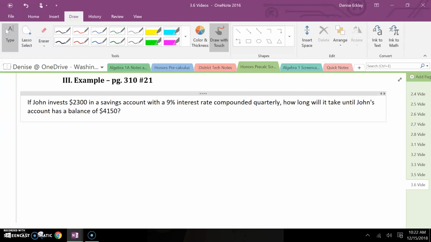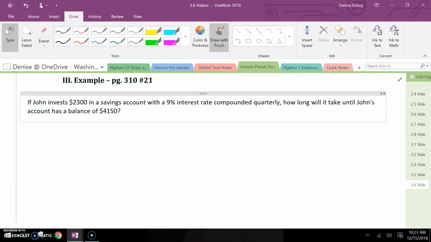Page 310, number 21. We have an example where we know how much money we want to save. We know how much we start with. We know an interest rate a bank offers. So we want to know how long it is going to take our investment to get to that accumulated amount.